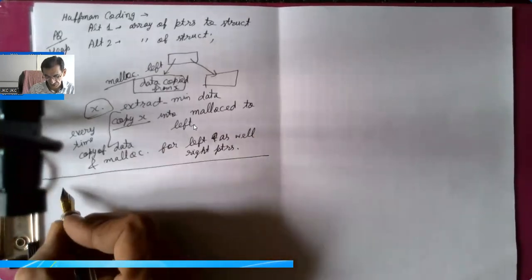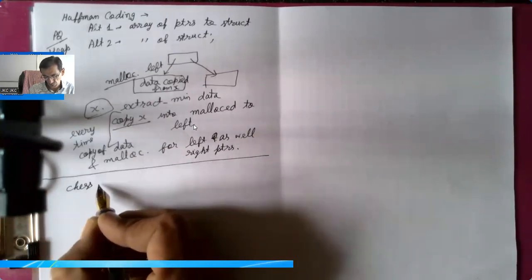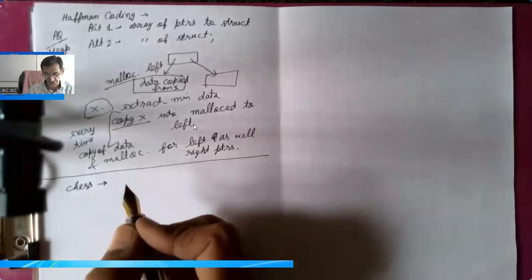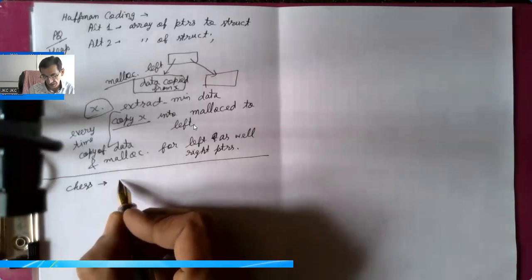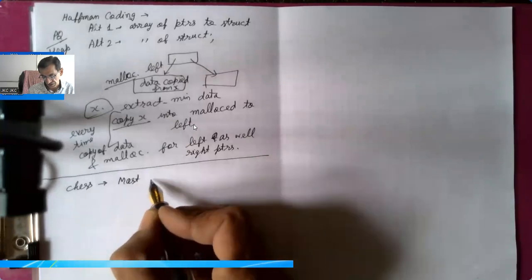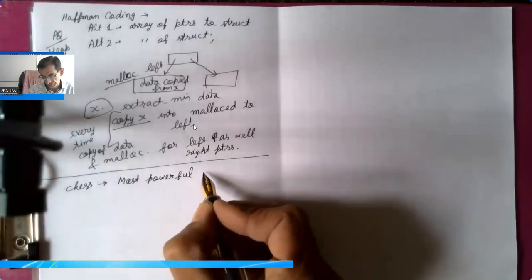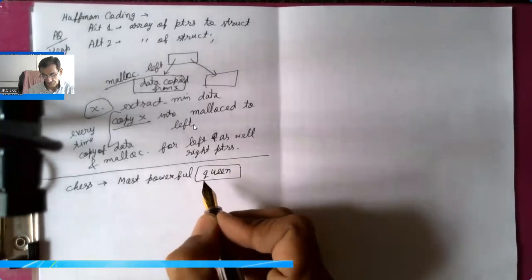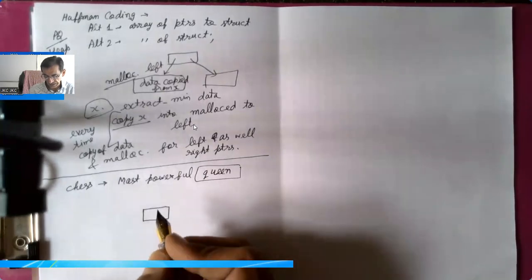Today we are going to discuss something about the chess game. Chess game, I'm sure many of you have played, but probably most of you are aware of that. In fact, chess is said to be a very intelligent game, and the most powerful piece in chess, as you all know, is your queen. The queen is so powerful because it can move in many directions.